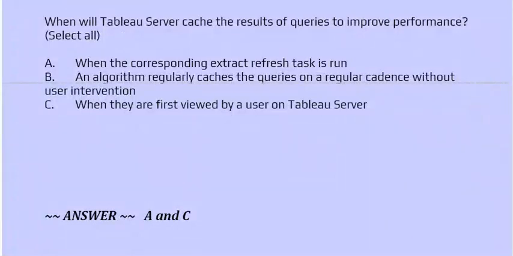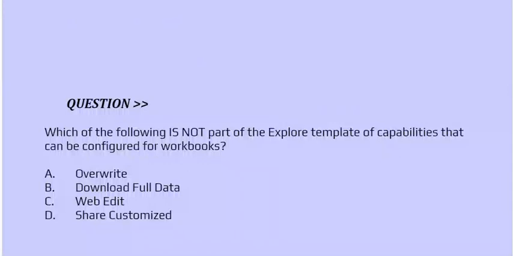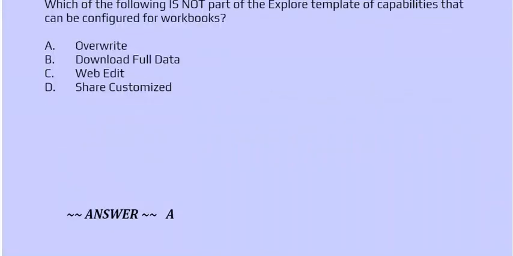Correct answer is option A and option C. Next question is, which of the following is not part of the Explore template of capabilities that can be configured for workbooks? Option A. Overwrite. Option B. Download full data. Option C. Web edit. Option D. Share customized. Correct answer is option A.